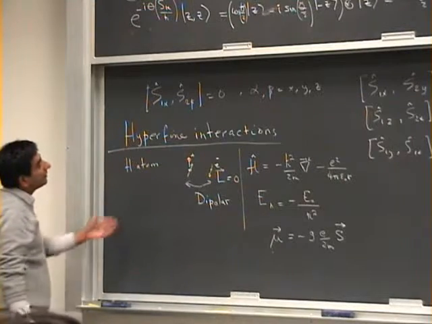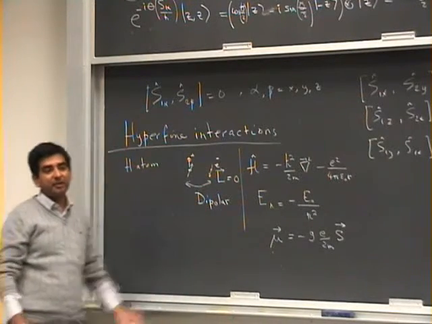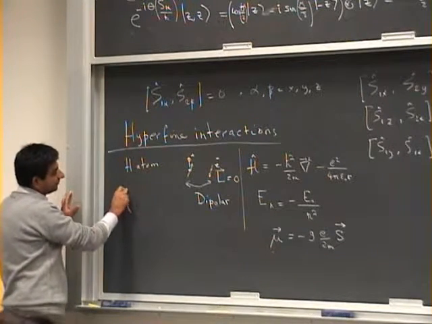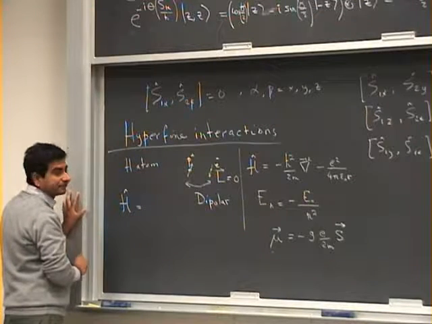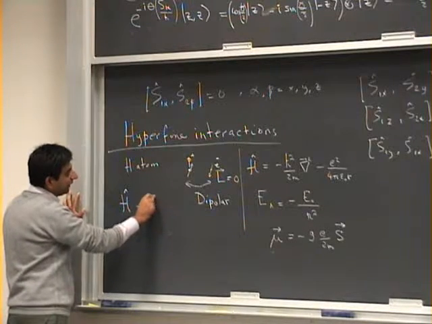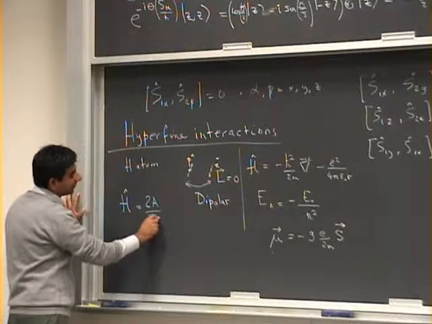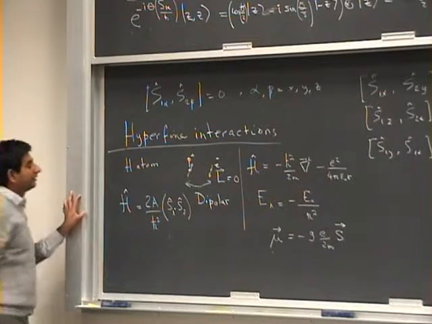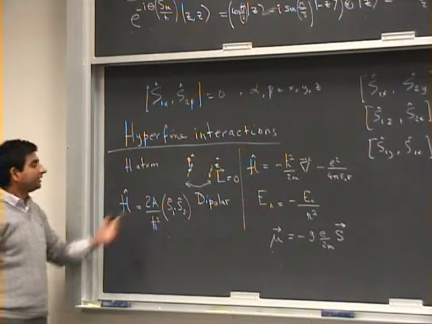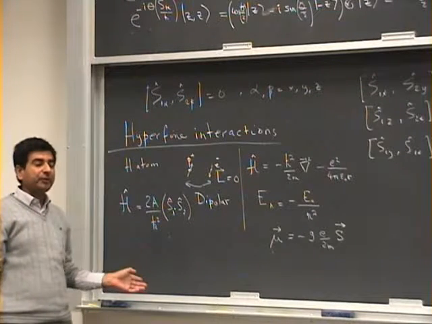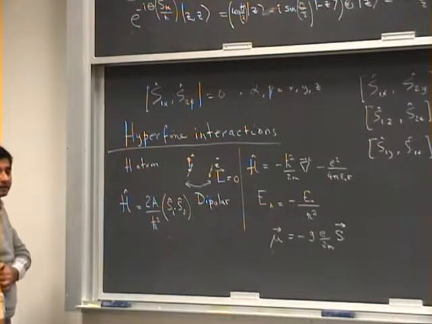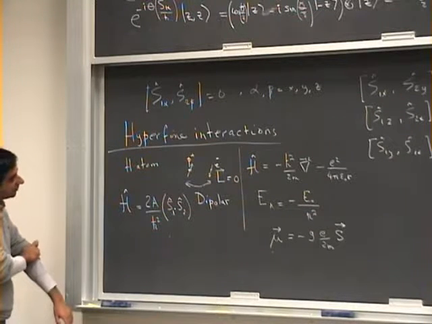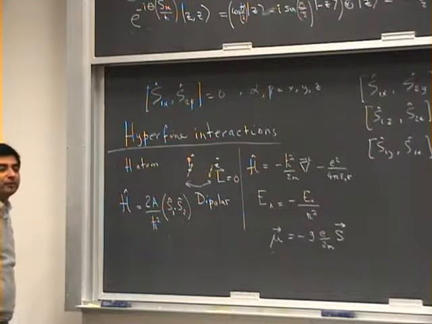Okay. So how do we model the interaction? Every interaction is modeled by a Hamiltonian. We know that. So the Hamiltonian for the hyperfine interaction, H, is given by 2A over h bar squared, S1 dotted with S2. Now, where does this Hamiltonian come from? This Hamiltonian comes from electromagnetism, but this is beyond the scope of this lecture for the moment. So we have to take this Hamiltonian for granted.